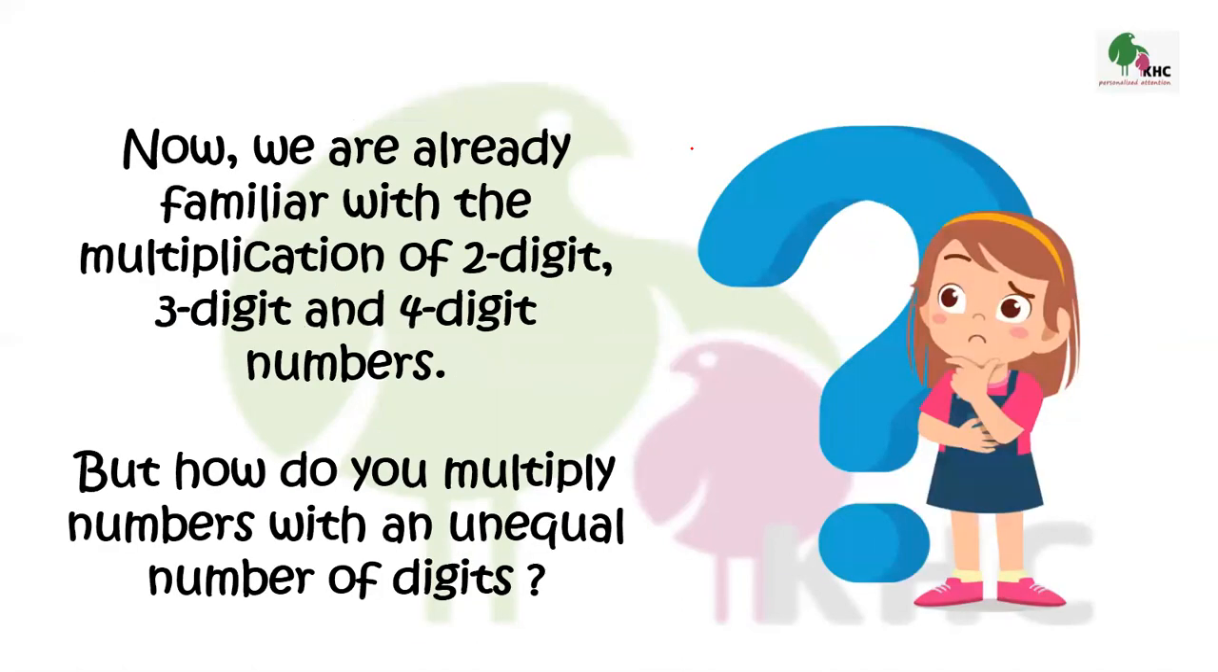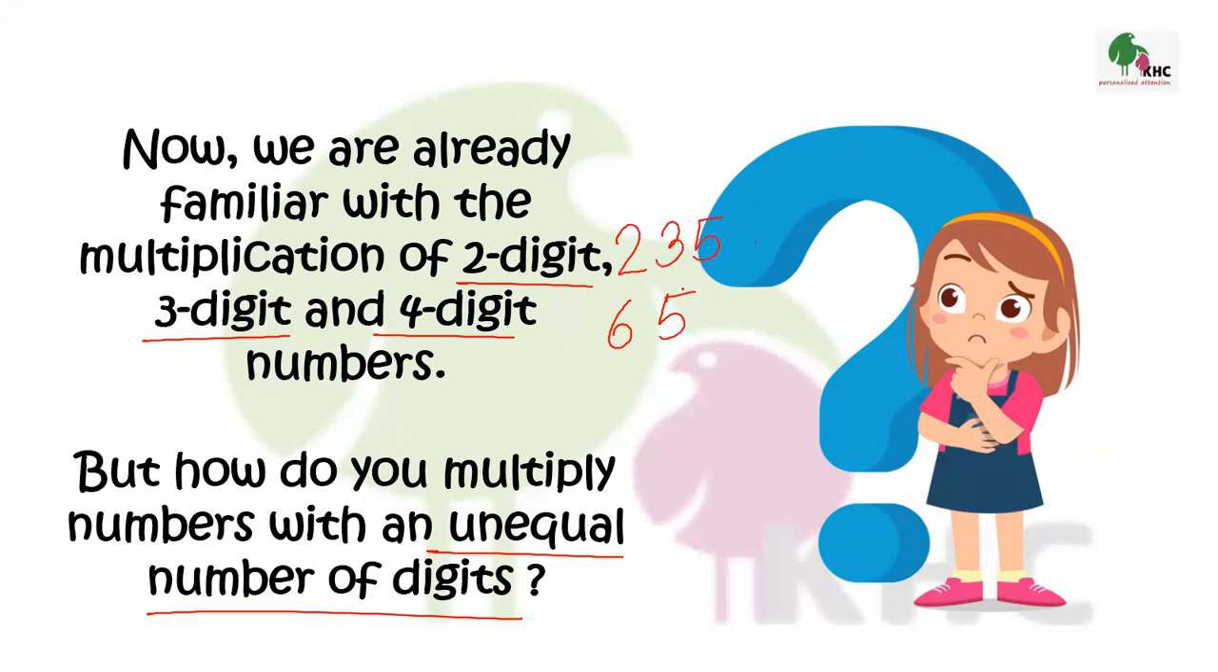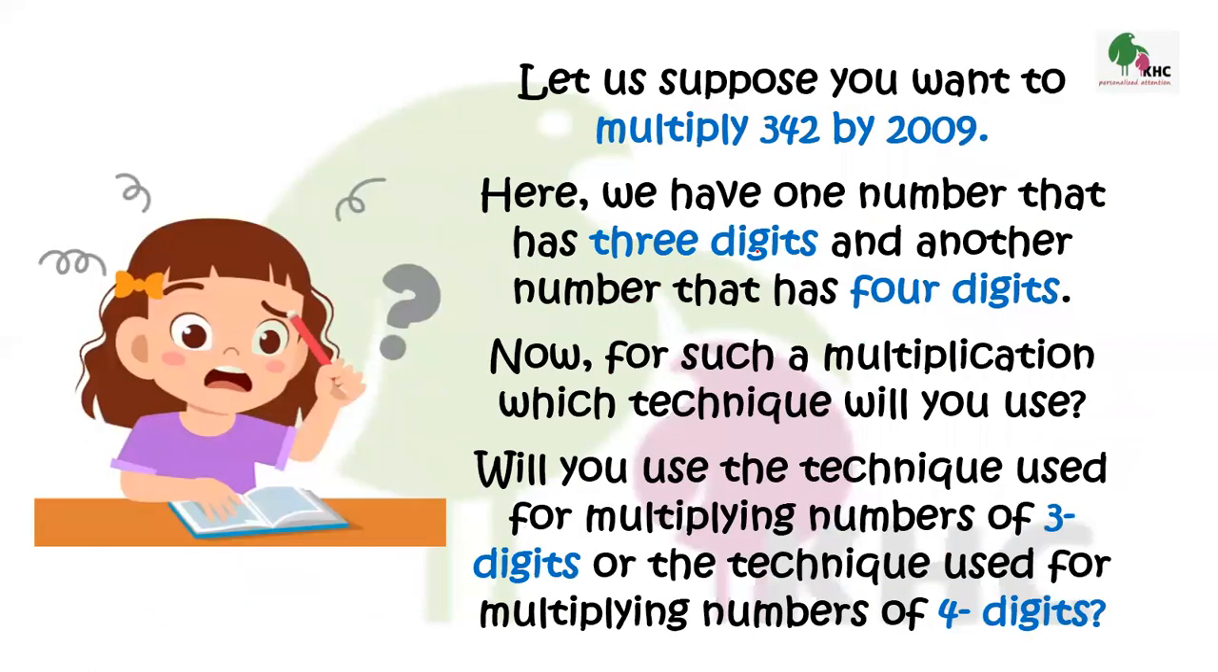Now we are already familiar with the multiplication of 2-digit, 3-digit and 4-digit numbers. But how do you multiply numbers with an unequal number of digits? For example, if you're supposed to multiply 65 times 235, the number of digits is not equal. So what are you supposed to do in such cases? We are going to see that.